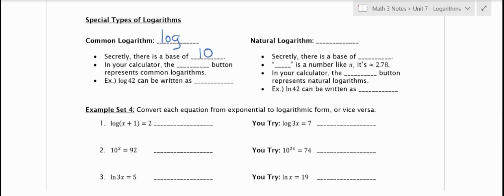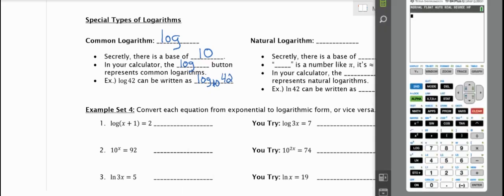So on our calculator, we're going to see a base of 10 that's secretly there. In your calculator, you're going to use the log button, and I'll show you that in a moment. If I wanted to evaluate the log of 42 in my calculator, it's actually doing the log base 10 of 42. So 10 to what power gives me 42?